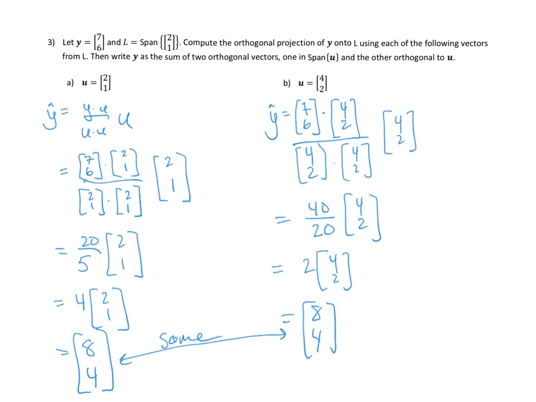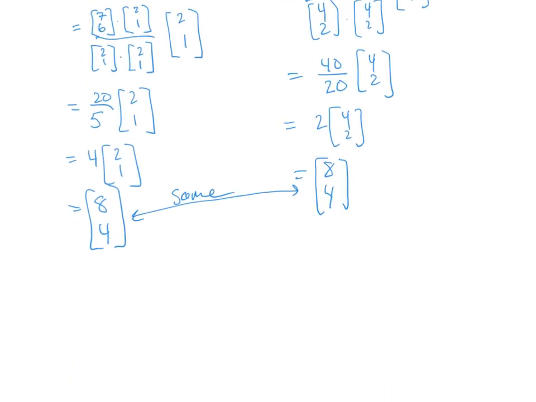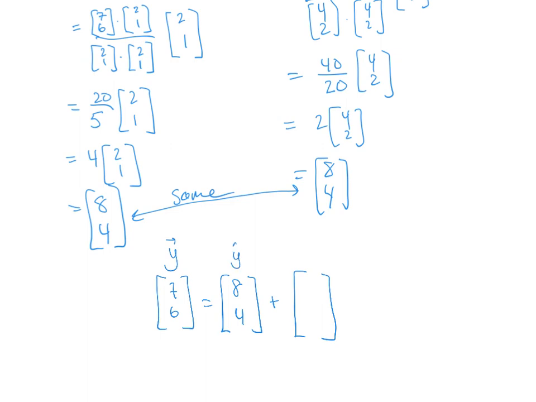Okay, so this problem is just to show you that you can pick any vector in the span to calculate y hat. And then your z calculation, you just do a quick subtraction. So we know that y, 7, 6, has to be written as y hat, 8, 4, plus z. Okay, so 8 plus what gives you the 7? -1. And 4 plus what gives you 6? 2. So there's my z.